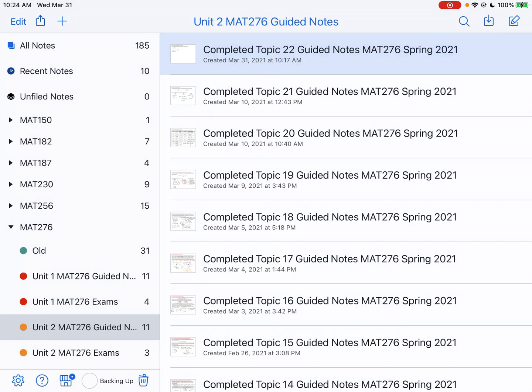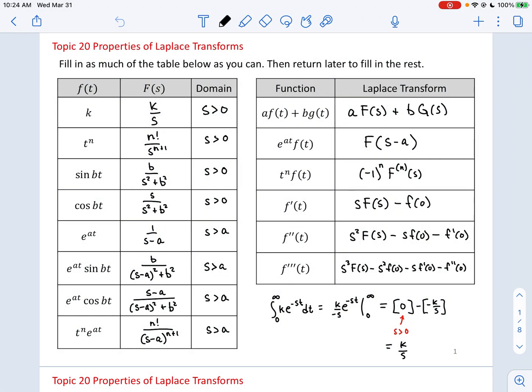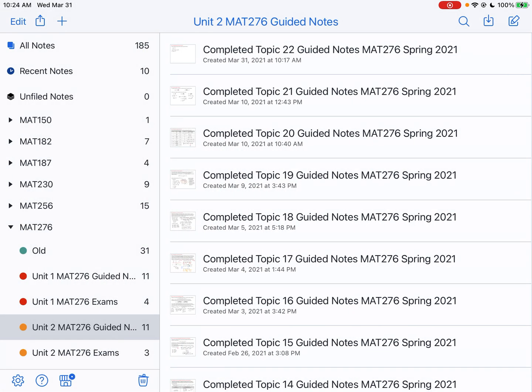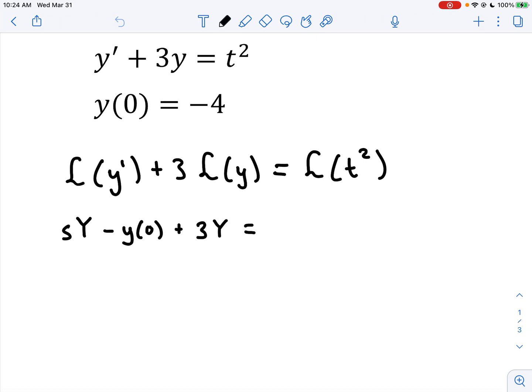So let's go back to our table from topic 20, and we have a t squared function, and we want to do the Laplace transform of that. So the n is a 2, so we're going to have n factorial over s to the n plus 1. Just change both those n's to 2's. So we have 2 factorial, which is 2, over s to the 2 plus 1, so over s cubed.